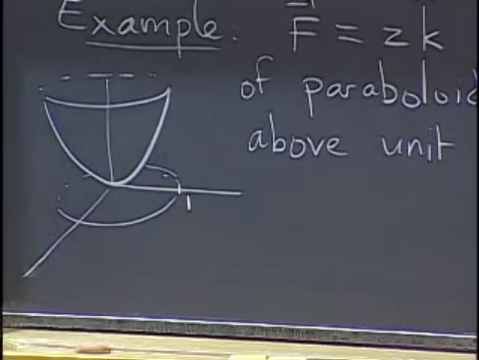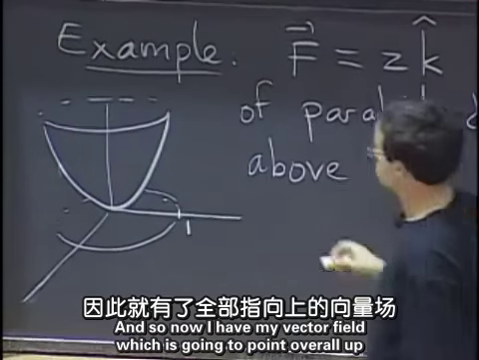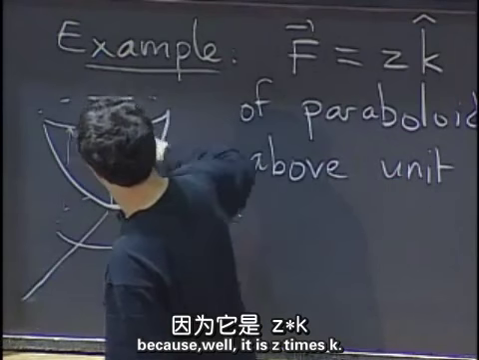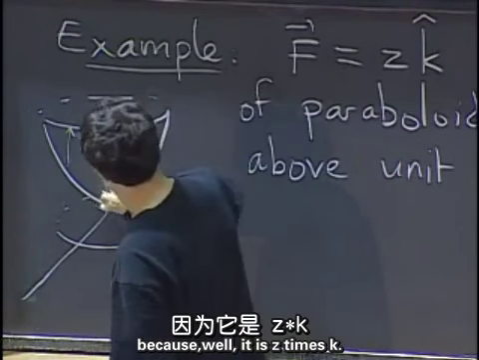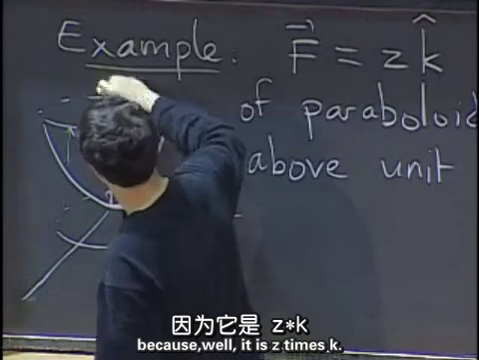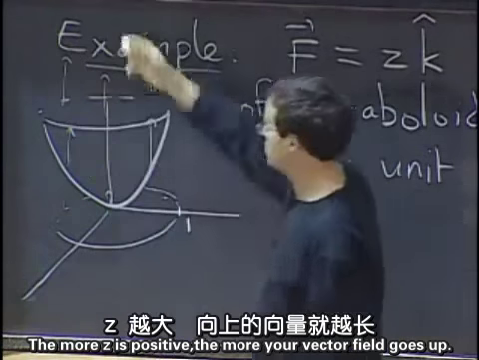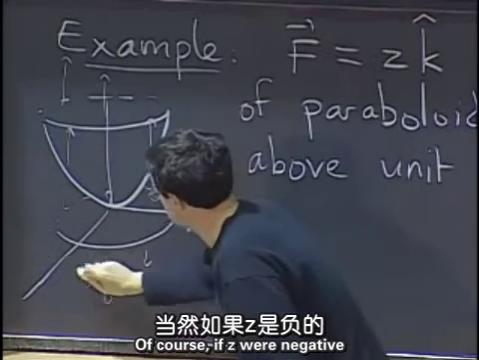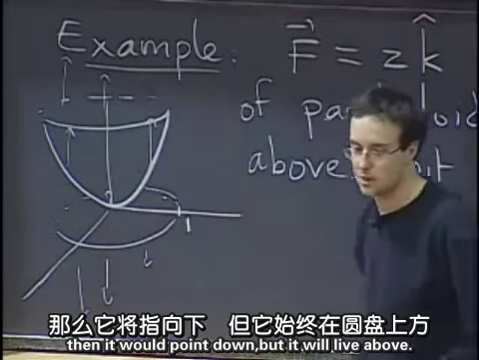And so now I have my vector field, which is going to point overall up because, well, it's z times k, so the more z is positive, the more your vector field goes up. Of course, if z were negative, then it would point down, but we live above.